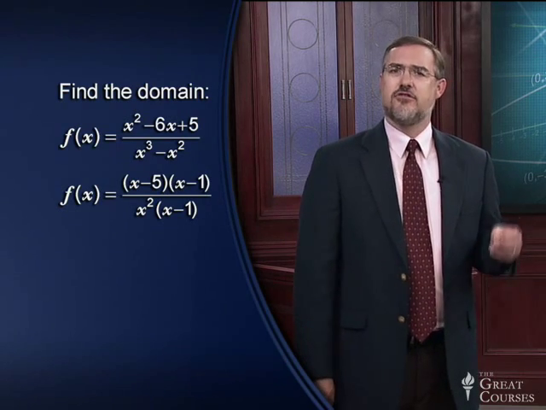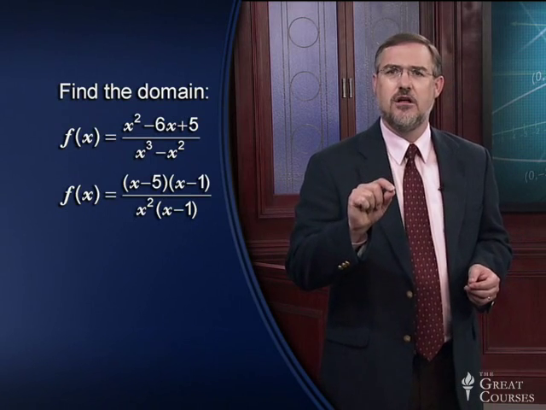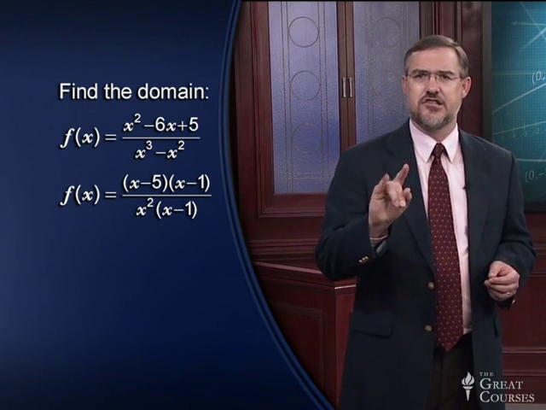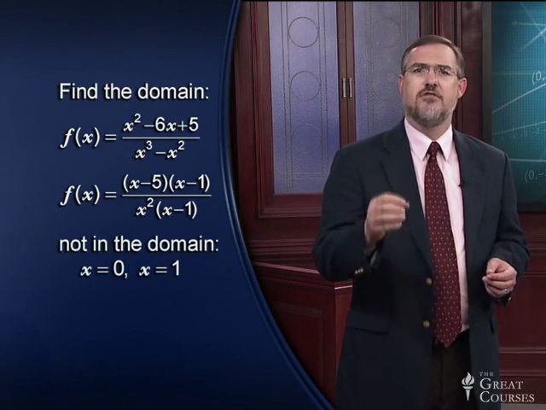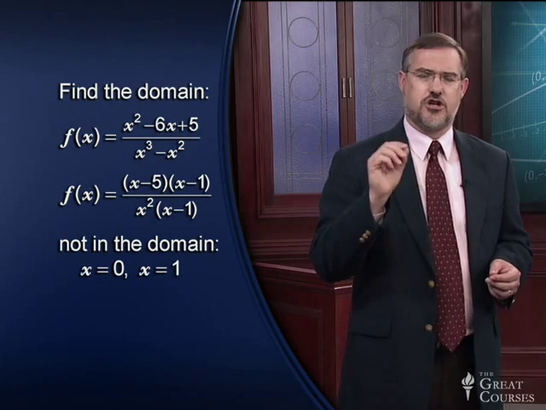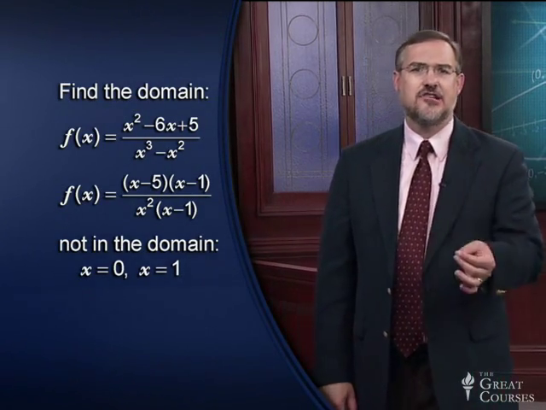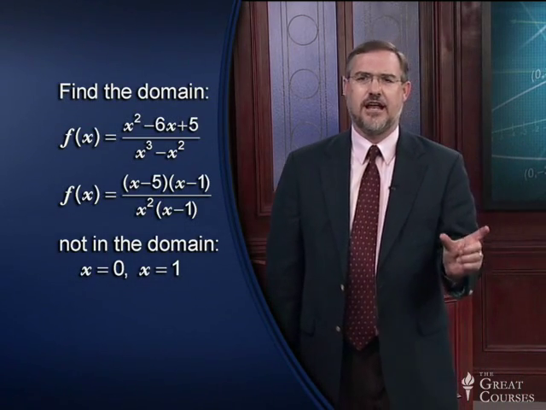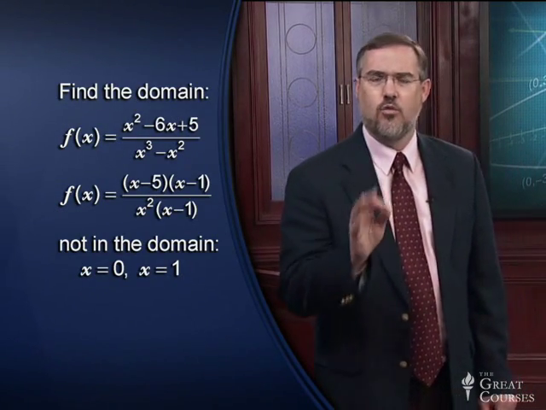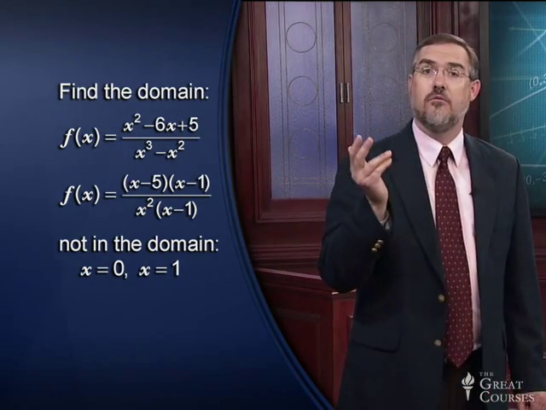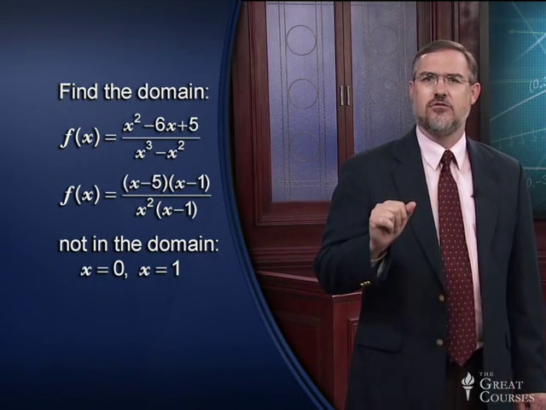Okay, now there's a very important point to make, so listen really carefully. In this example, there are two values of x that we cannot allow into the domain of this function. They are x equals 0, which comes out of the fact that you've got that x squared term in the denominator, and x equals 1, which comes from the fact that you have that x minus 1 term in the denominator. You are not allowed to have 0 and 1 in the denominator. You're not allowed to have 0 and 1 in the domain. Every other value is okay.